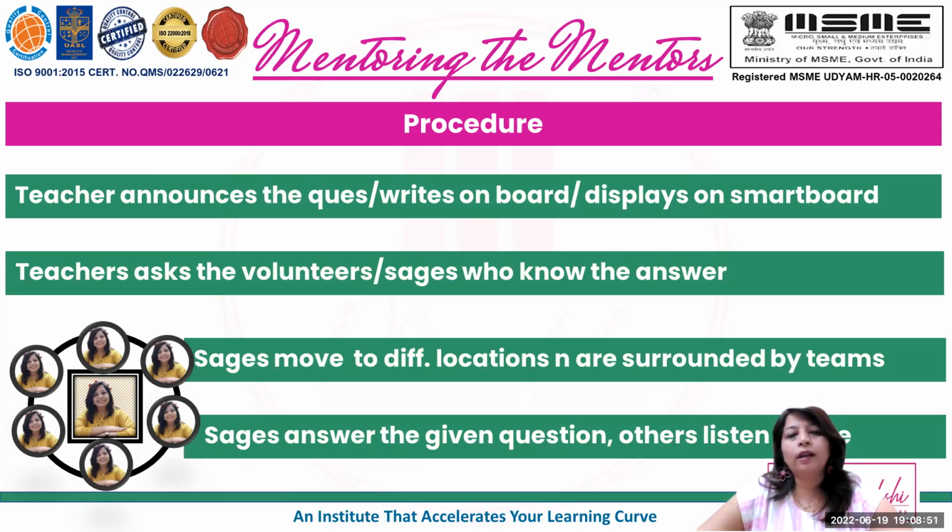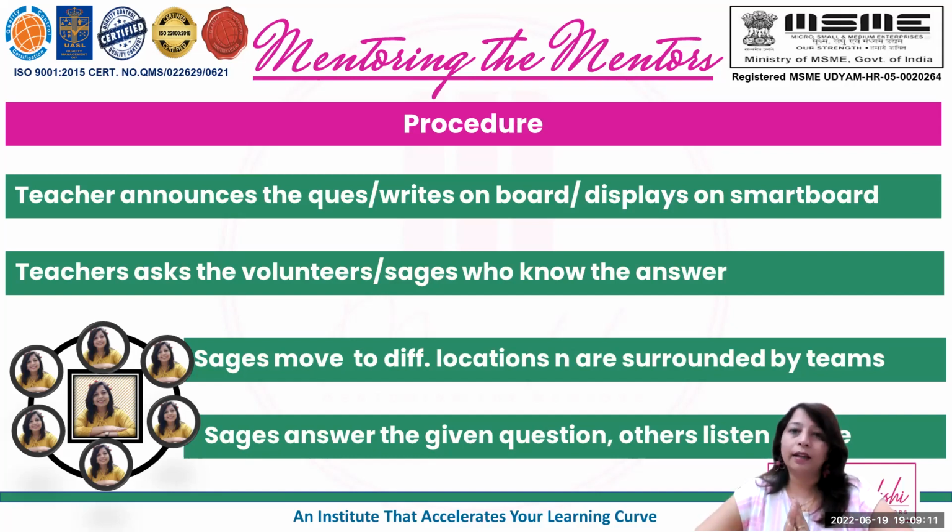So I announce that question in the class, or maybe write on the board, display on the smart board, and then I ask for the volunteers. Let me tell you, this doesn't mean I want the expert students. I want just students who are able to answer those questions. So I choose from those volunteers, suppose 5 students I select.